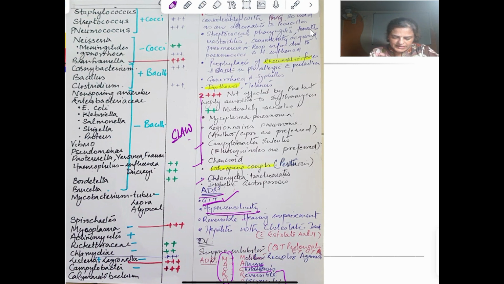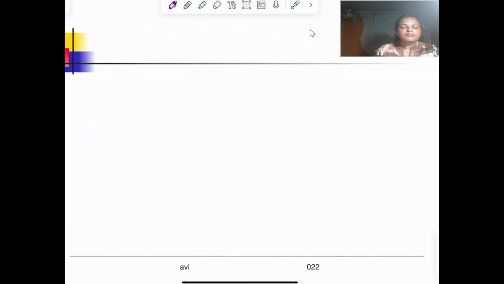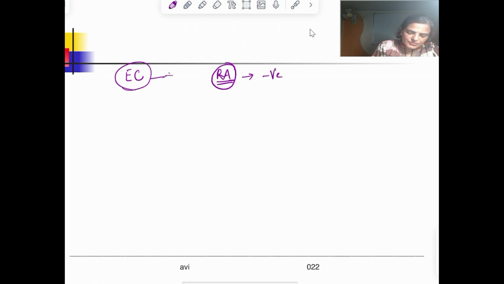Now what else needs to be discussed in this group of drugs is its important drug interaction. Remember one thing: the important drug interactions are related to enzyme inhibition. Like rheumatoid arthritis, rheumatoid factor RA, that is negative, whereas this shows positive. So negative means no drug interaction is seen, whereas here it is a positive drug interaction.